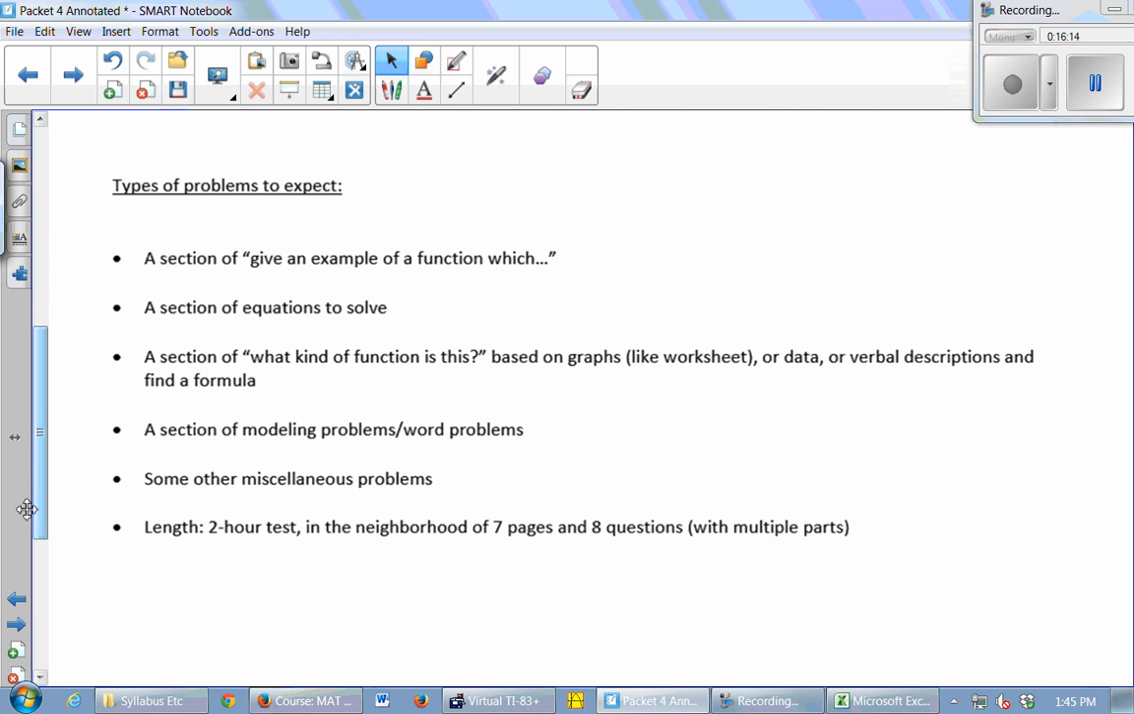The types of problems to expect on the final. There's going to be a section of problems that are like, give an example of a function that has such and such properties, which is just like Project 5. And you've had some of those on every test and every quiz, so you got lots of those to practice.